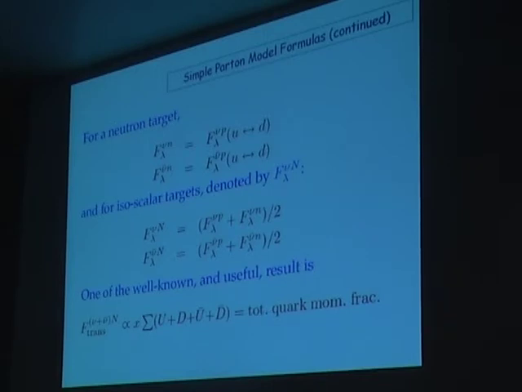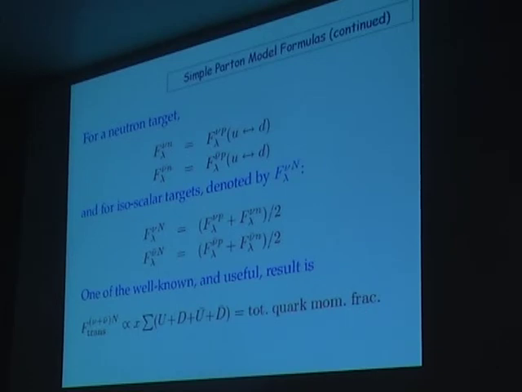A particularly useful combination is the transverse structure function for neutrino, antineutrino scattering, a mixed neutrino-antineutrino beam on a nucleon target, where you add up all of these things. So that's just proportional to x times the parton distribution functions of all the quarks and anti-quarks. And that's very useful because that gives you the total momentum fraction carried by all the quarks and anti-quarks.